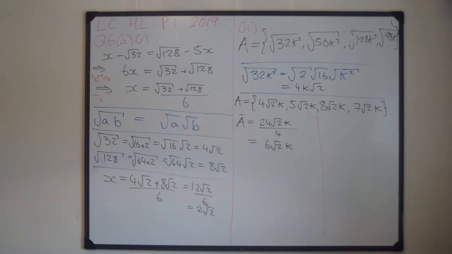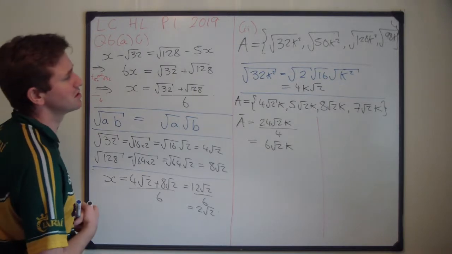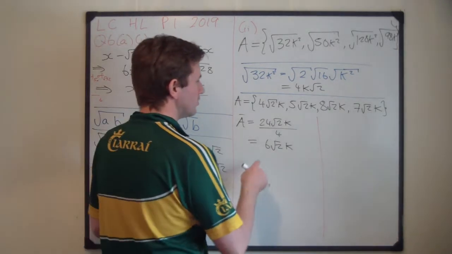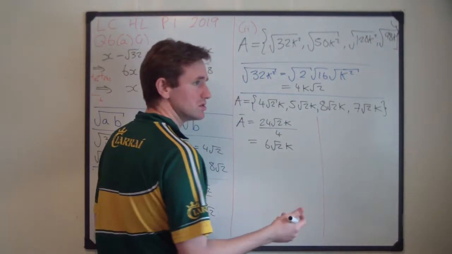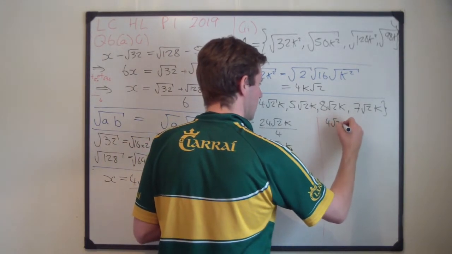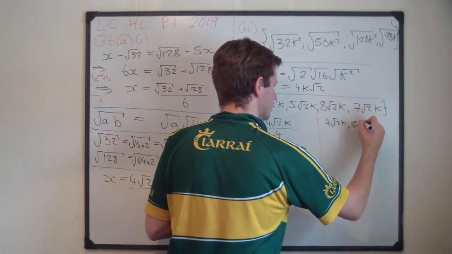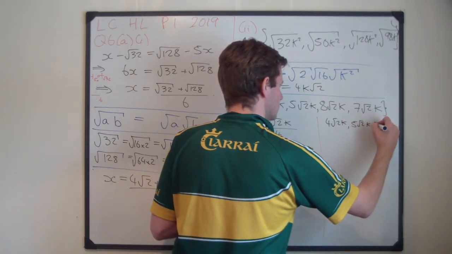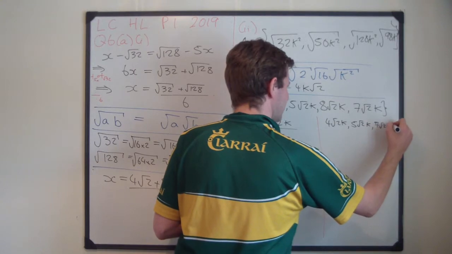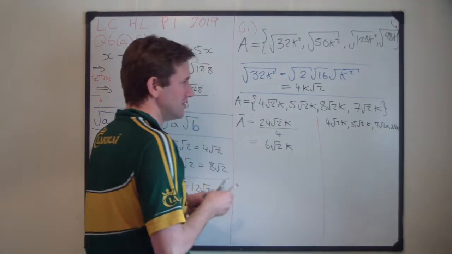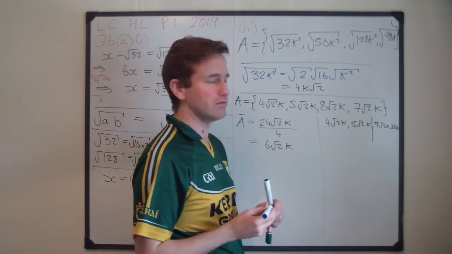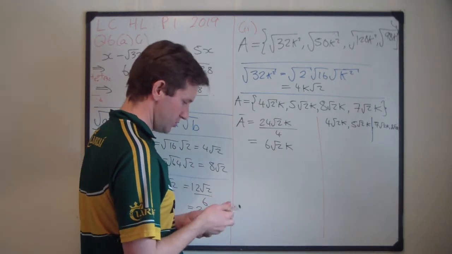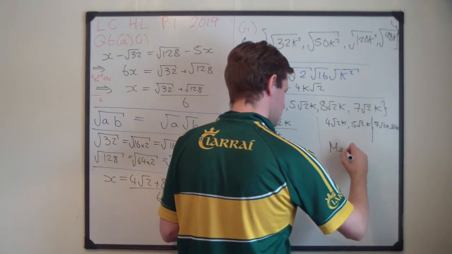Now the median is the number that splits the small 50% from the large 50%, and what you want to do is put A in order. So the smallest first, A written as a sequence is 4 root 2k, 5 root 2k, 7 root 2k, 8 root 2k. And so the number that splits them into small and big would be the midpoint of 5 root 2k and 7 root 2k, which would be 6 root 2k.